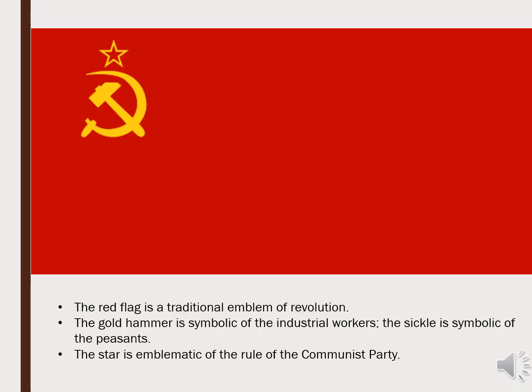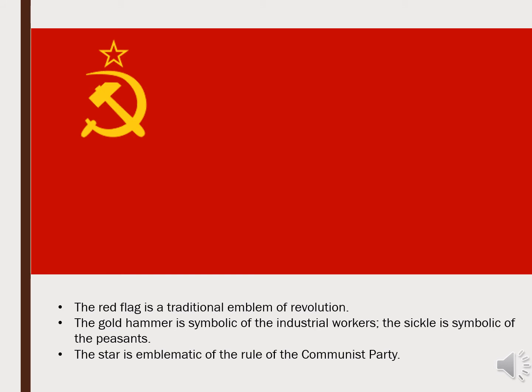Okay, well, I promised you I would talk to you about their red flag. The red flag has long been an emblem of revolution in Europe, and so that's why their flag is red. It's got three symbols on it. It's got a golden hammer and sickle and a gold star.